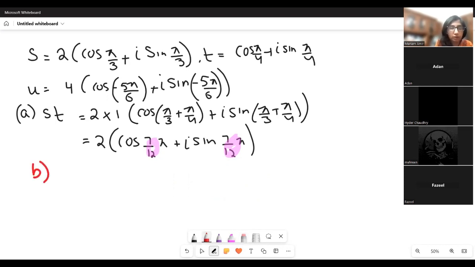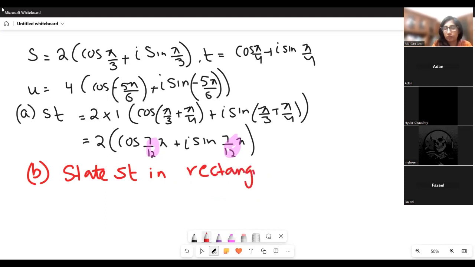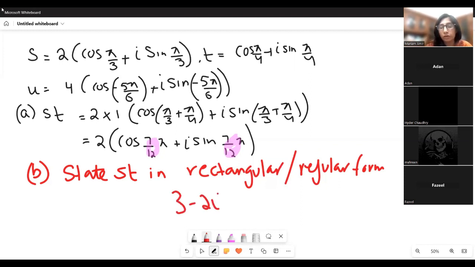Part B, state ST in rectangular form. Rectangular form, or regular form, how do we do this? Like the homework I gave yesterday, change 3 minus 2 iota into this format, r cos theta plus iota sin theta. How do you go back from here to here?